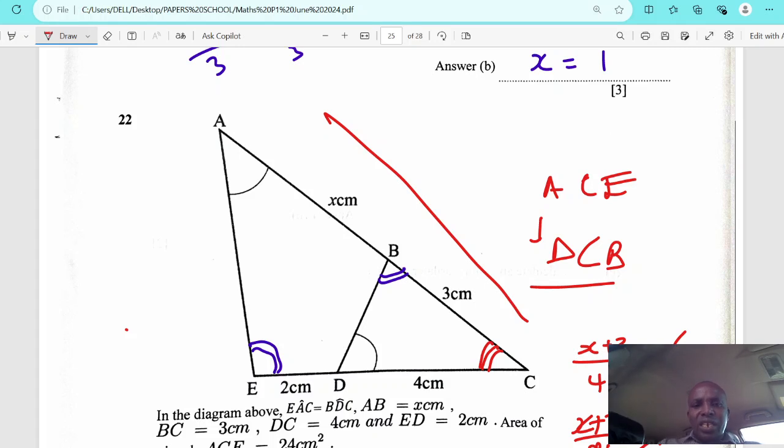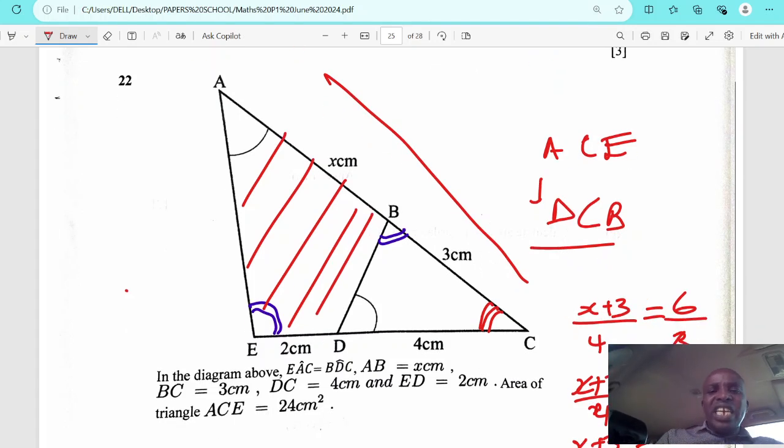A, B, D, E. O is this one, this part. Right? To find that one, just say area of the whole triangle minus area of triangle BCD. Let's find the area of the whole triangle: it is 24 square centimeters. Let's find the area of BCD.